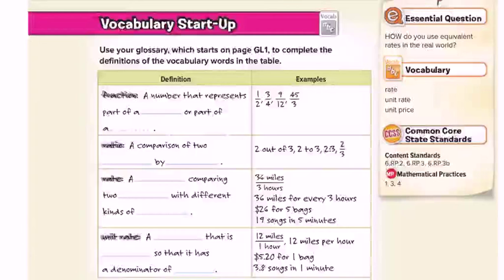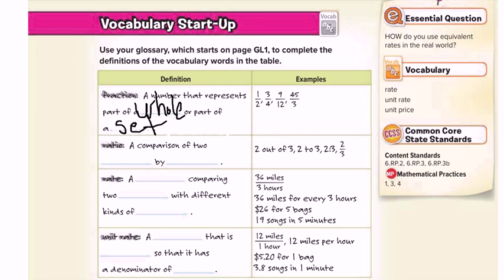Let's start by completing the chart on the left-hand side, looking at our first term, fraction. A fraction is a number that represents part of a whole, which I'm sure you've heard before, or part of a set. They provide a few examples there. On the right, you'll see 1/2, 3/4, 9/12, or 45/3. All of those are examples of different fractions, or different parts of a whole, or parts of a set.